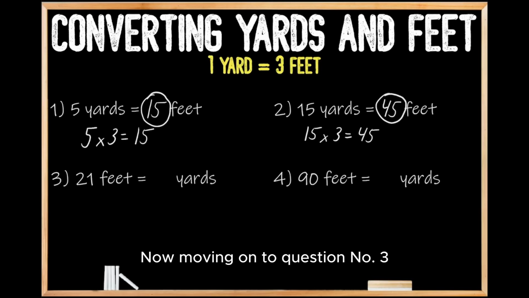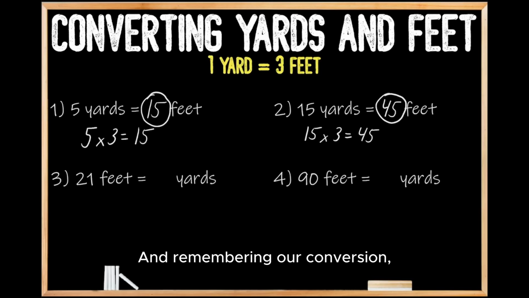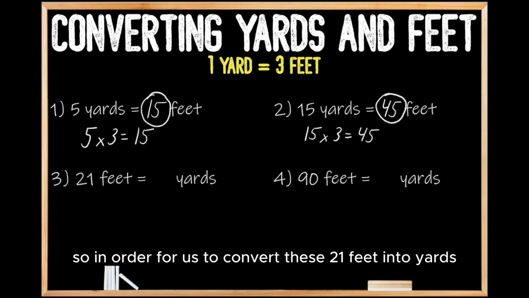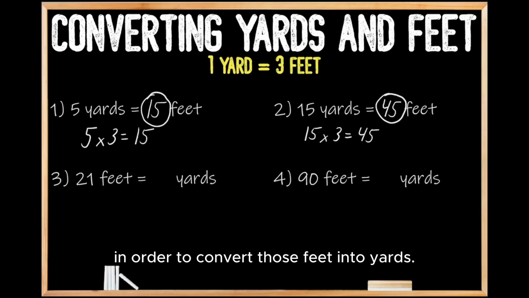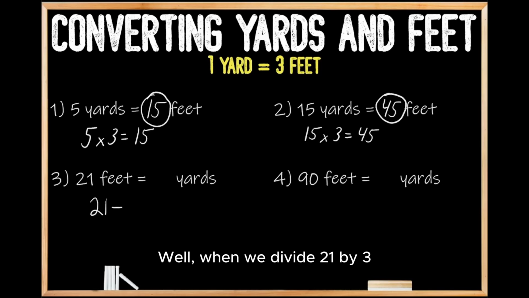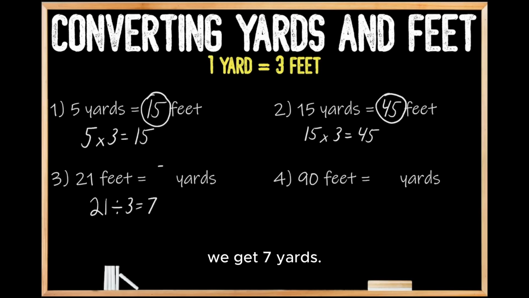Now moving on to question number 3, where this time we're being asked to convert 21 feet into yards. And remembering our conversion, there's 3 feet for every yard. So in order for us to convert these 21 feet into yards, we're going to be dividing the value of our feet by 3. Well, when we divide 21 by 3, we get 7. So when we convert 21 feet into yards, we get 7 yards.